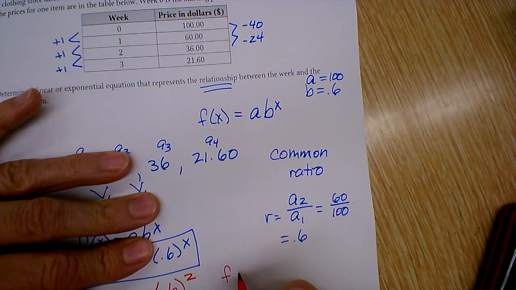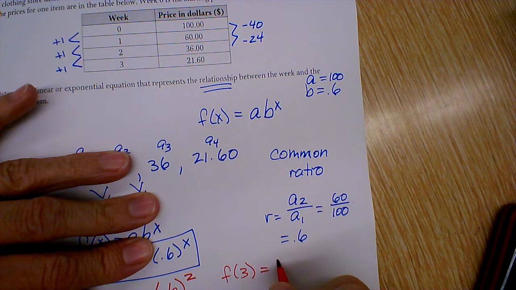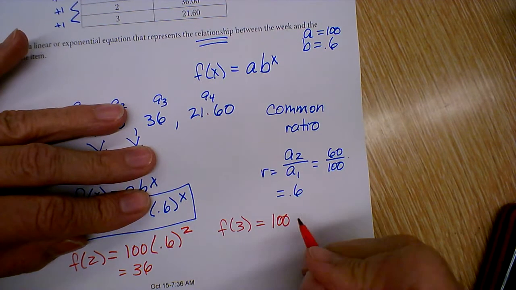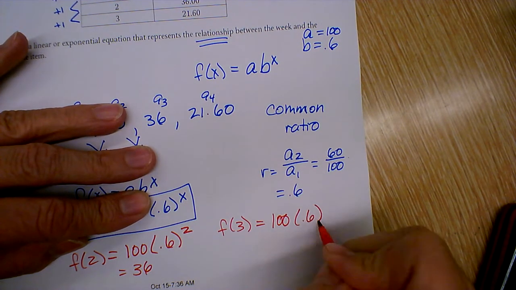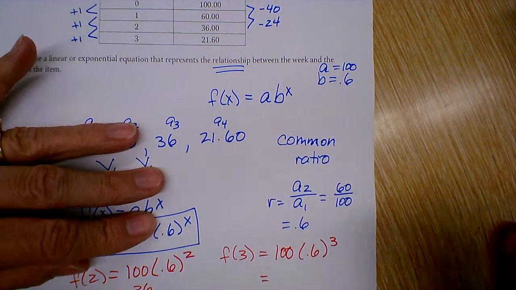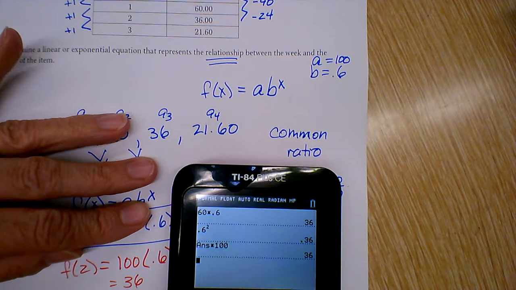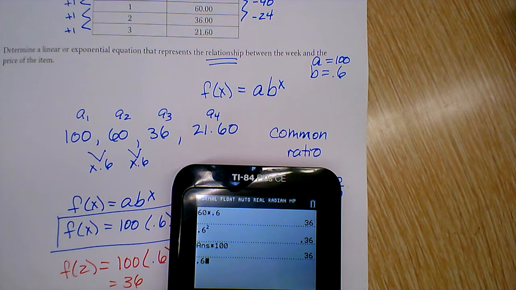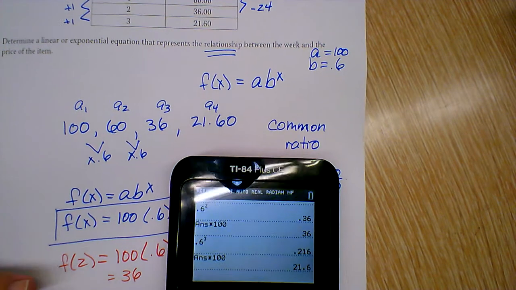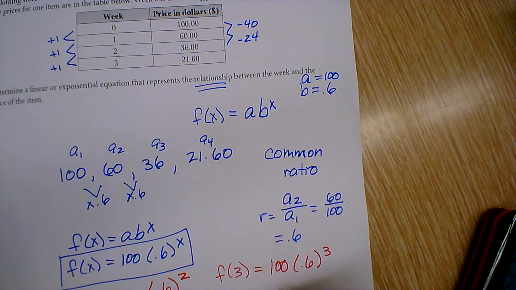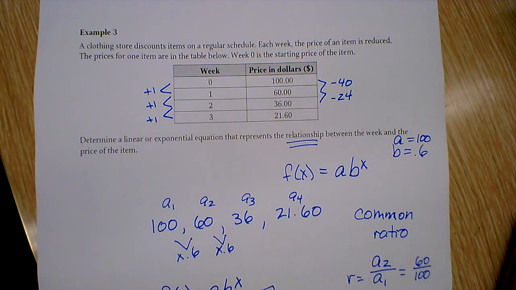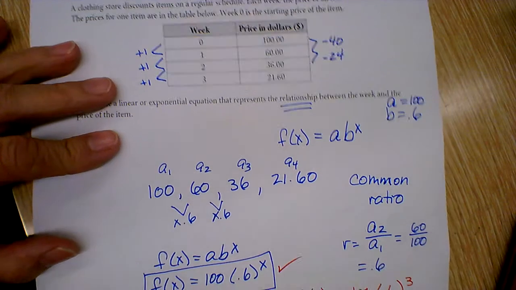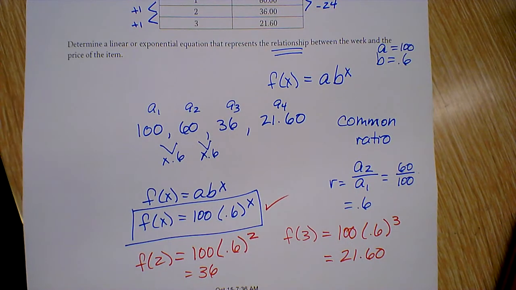Let's try f of 3. Make sure we get that. So it'll be 100 times 0.6 to the third. 0.6 raised to the third times 100 equals 21.6. And that's exactly what we have in our table. So definitely this is our function.